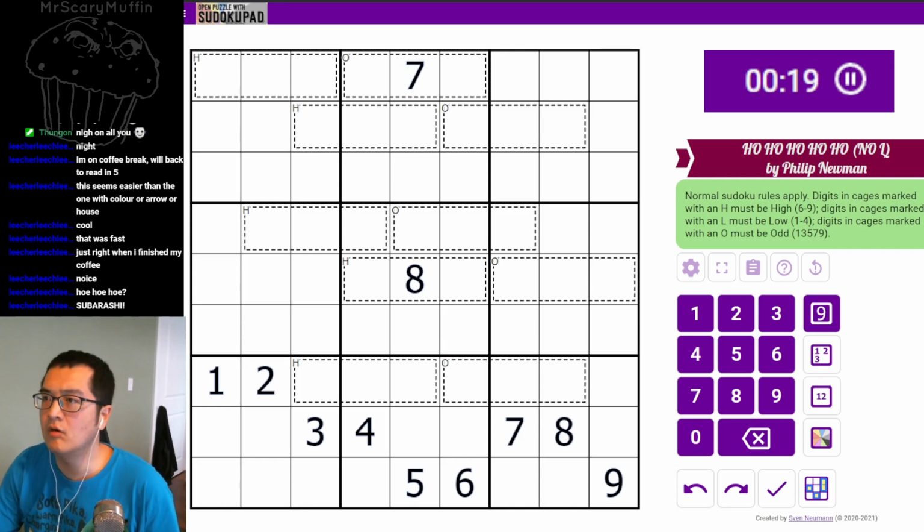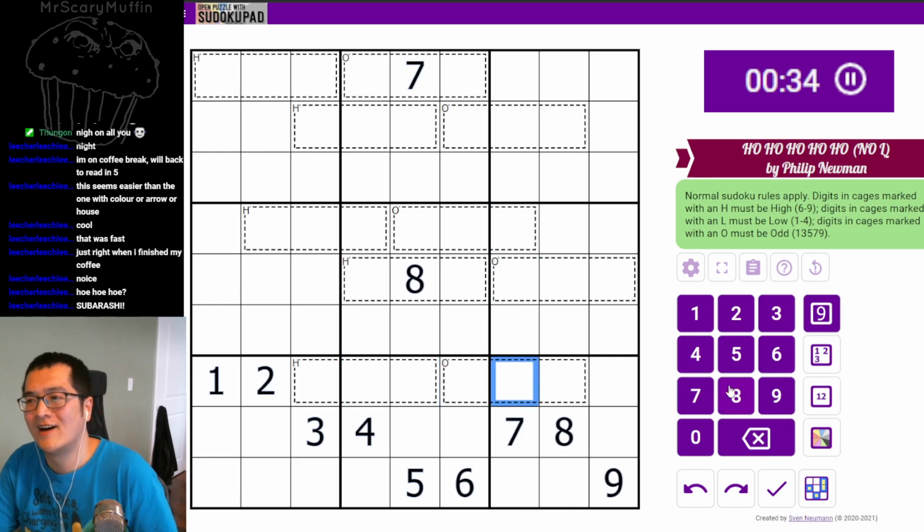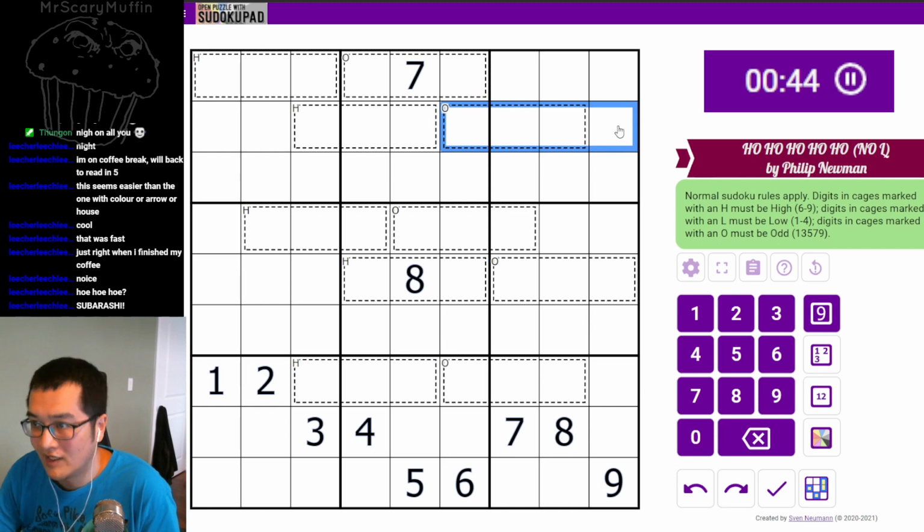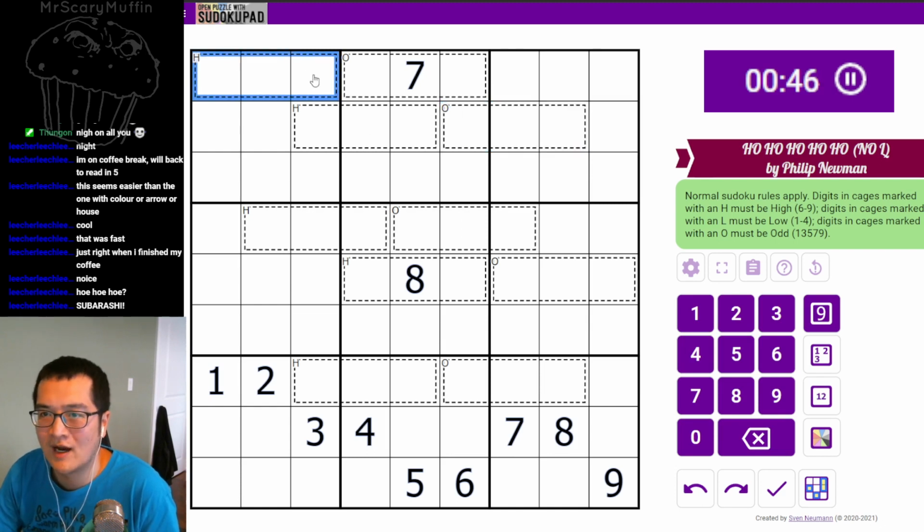Here we go. Ho, ho, ho, ho, ho, no L. Normal Sudoku rules apply. Digits in cages marked with an H must be high. Oh my gosh. Ho, ho, ho, ho, ho. Alright. So these ones must be high. These ones, sorry. O's are odd. H's are high. There is no L.